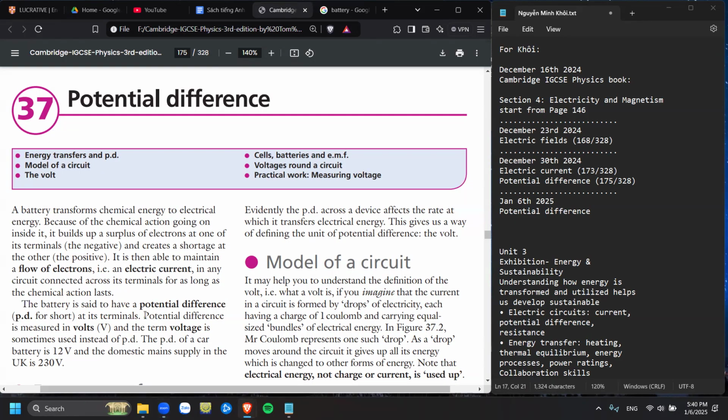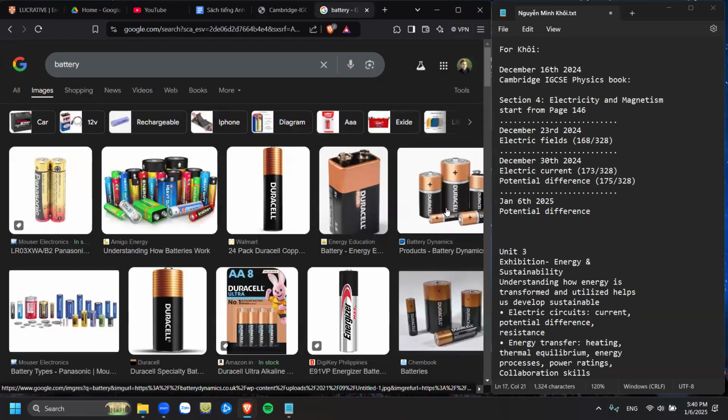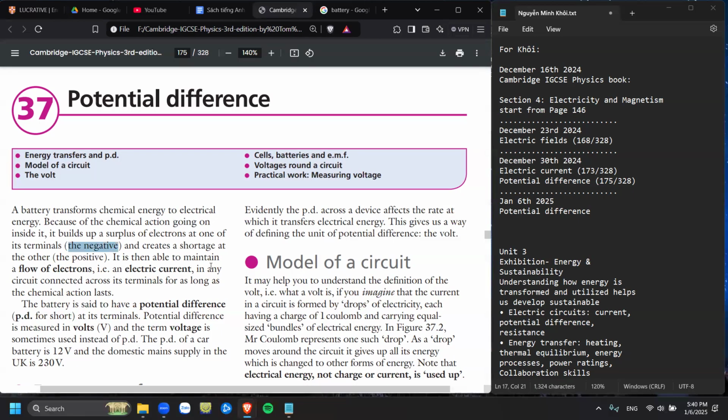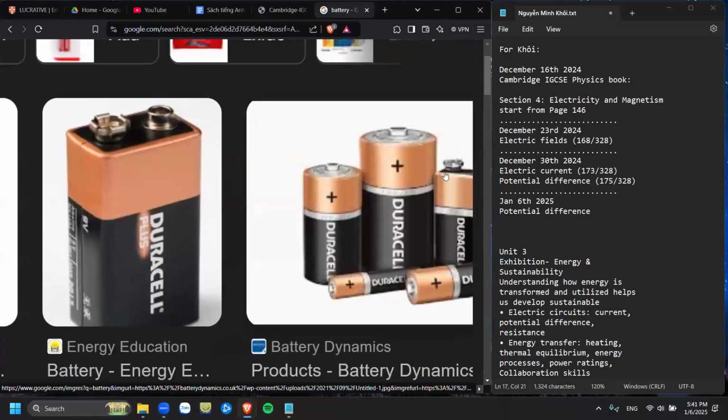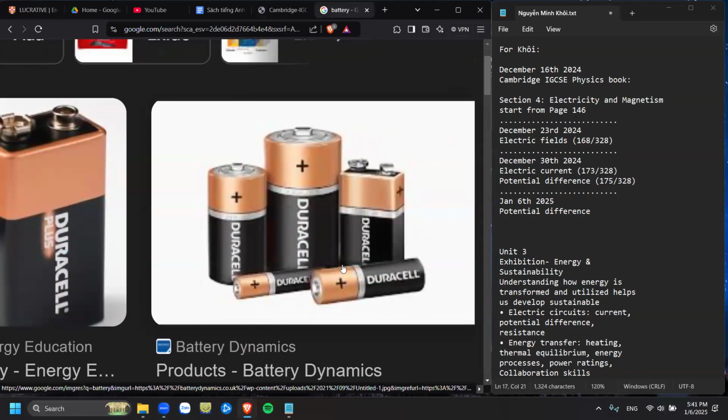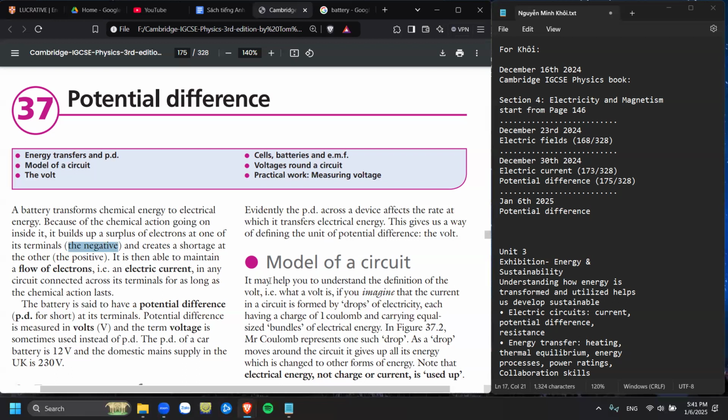So there will be a buildup, a surplus of electrons at one of the terminals. Of course, there's going to be a lot of electrons at the negative side, the black one here. And it creates a shortage of electrons in the positive side because all the electrons just move away to the negative side. And so the positive one has nothing there. There are no electrons there.